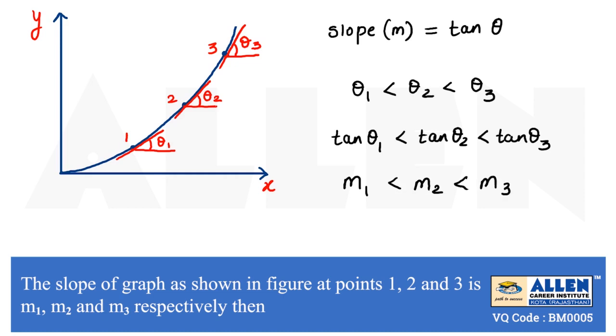So according to our question, we will get the answer, that is relation between slopes at different points given as m1 is lesser than m2 is lesser than m3.